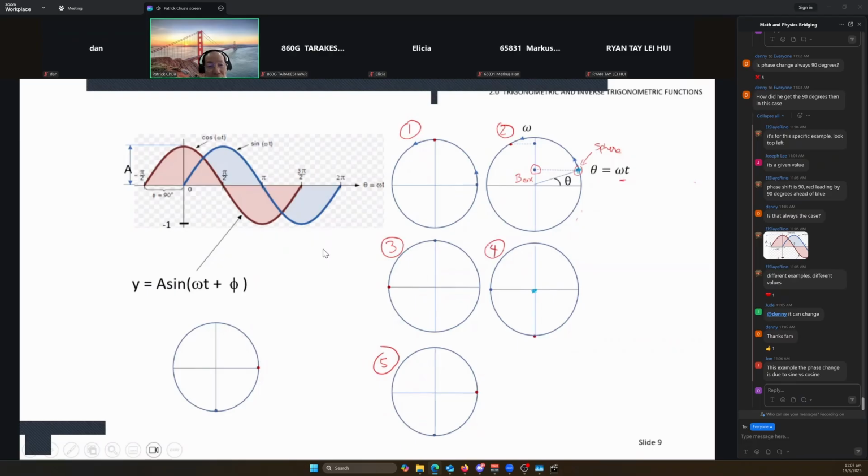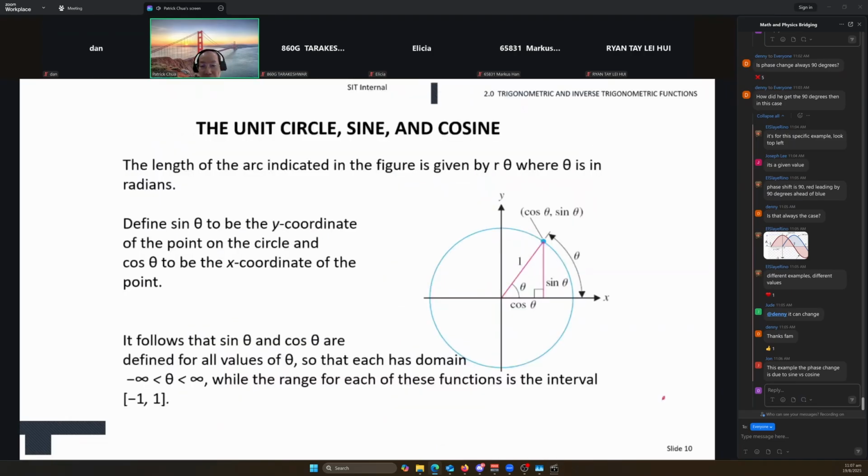And how much is the shift? By pi/2, 90 degrees. Okay. So I'm trying to explain phase shift and trying to explain why there's an omega for an object that is oscillating in vertical motion.